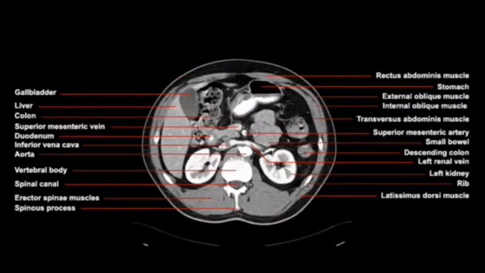As we go more inferior in the patient, we can see most of these same structures. We still see a portion of the liver. We still see a portion of the gallbladder. We still see the right and the left kidneys. We still see the descending aorta and the abdominal cavity.